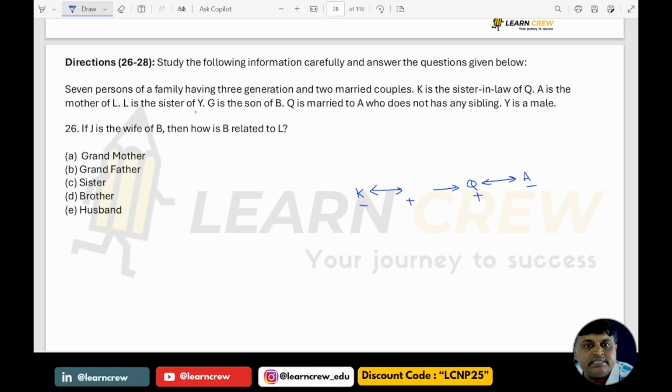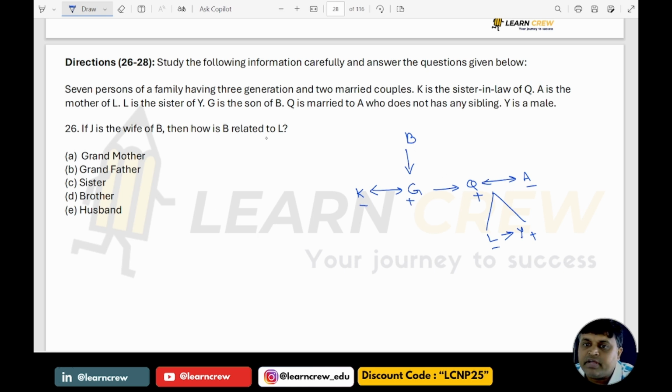Right? Next, L is sister of Y. G is son of B. Q is married to A, who does not have any sibling. Now these two are the married couples. A is mother of L, L is sister of Y, and Y is a male. These two are siblings. So this is the overall thing we have, and here B's gender we don't know.